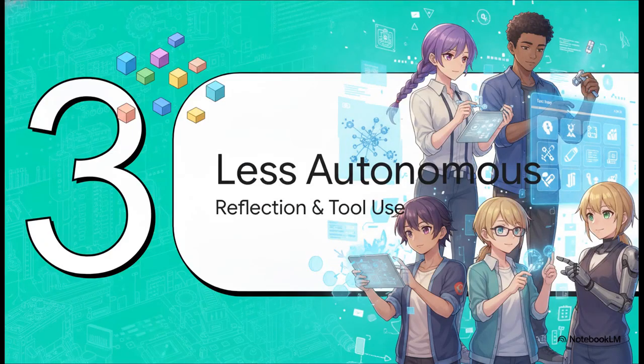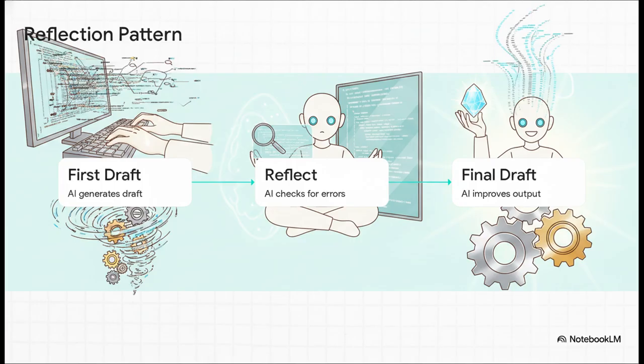All right, let's jump into section 3, less autonomous design patterns, specifically reflection and tool use. Now that we have our building blocks, we need blueprints for assembling them. We call these design patterns, and we're going to start with the highly controllable ones. The first pattern is elegantly simple.